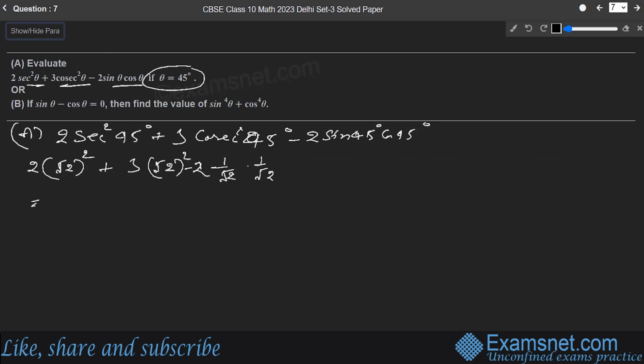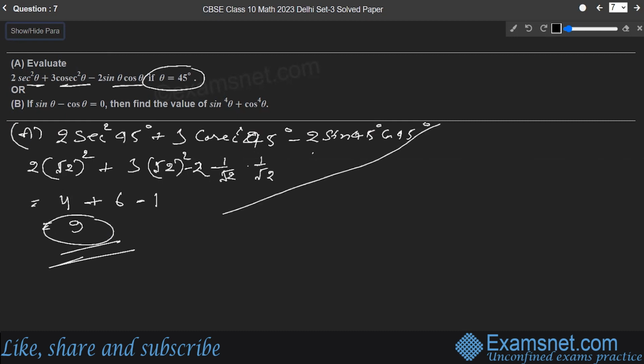If we further solve this, this is going to be 4 plus 6 minus 1. And how much does this give us? This gives us nothing but 9. So the value of the first part answer is 9. Let us do the B part now.